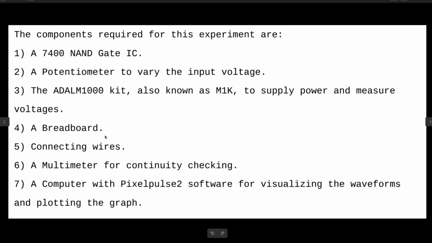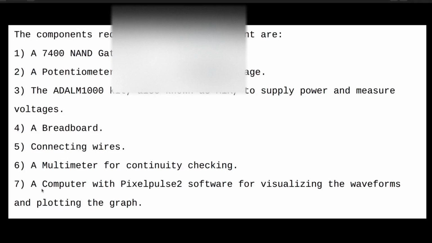Fourth is a breadboard where we are connecting the components. And fifth is connecting wires. We require some wires to connect our components together. And sixth is a multimeter to check the continuity of our circuit and wirings. And seventh is a computer with PixelPulse 2 software for visualizing the waveform of input and output voltages and plotting the voltage transfer characteristics graph.